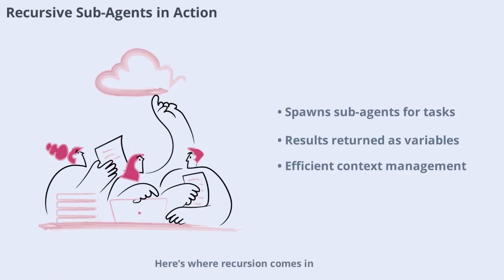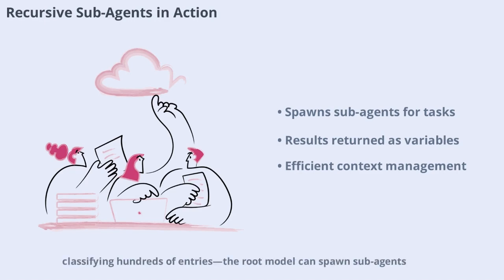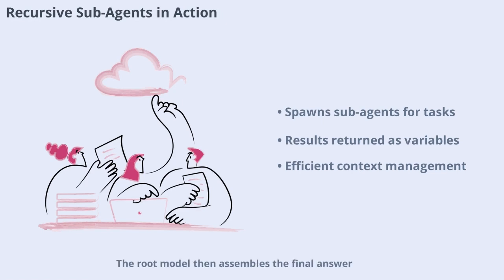Here's where recursion comes in. If a chunk of data needs deeper analysis, like classifying hundreds of entries, the root model can spawn subagents. Each subagent gets its own clean context and performs its task, such as classifying a chunk or extracting information. The results come back as variables, not as long text blocks. This keeps the root model's context lean and manageable. The root model then assembles the final answer, either directly or by referencing the variables it built up.